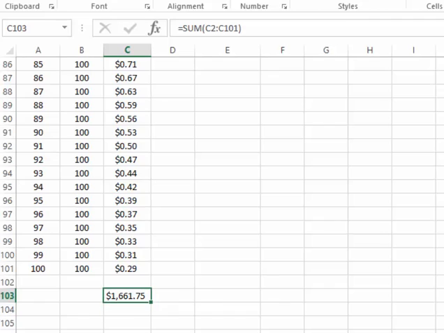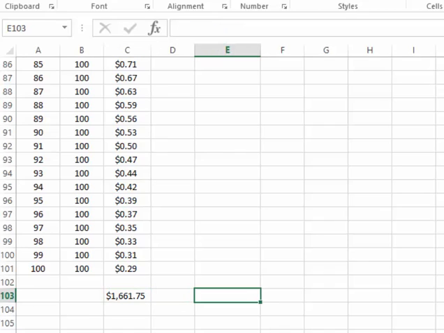And the value right now is 1661. So after 100 years, I've got a value of only $1,661. The total payments have been $10,000, right? 100 hundreds is $10,000 that I've received, but in terms of today's money, it's only $1,661.